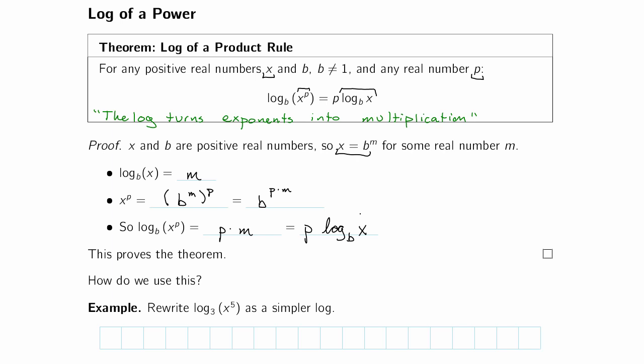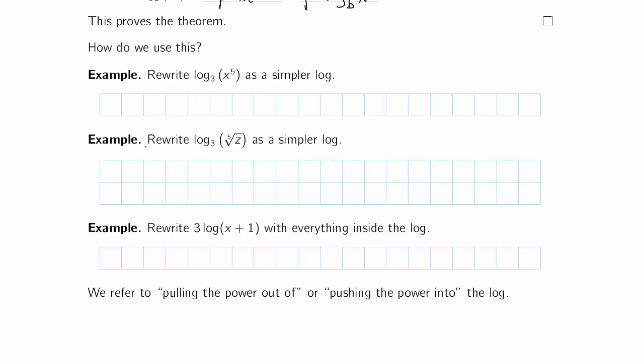Just like the previous rules, we can use this in both directions. If we have the log base 3 of x to the 5th, that'll be 5 times the log base 3 of x.